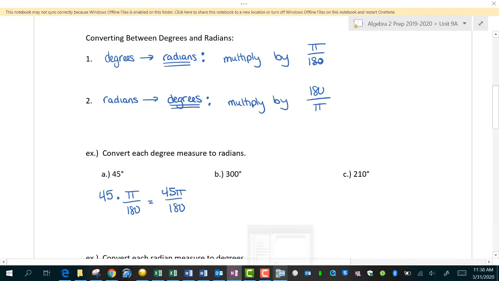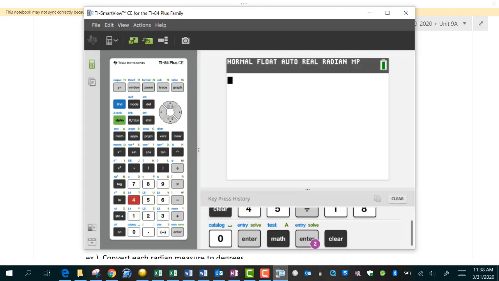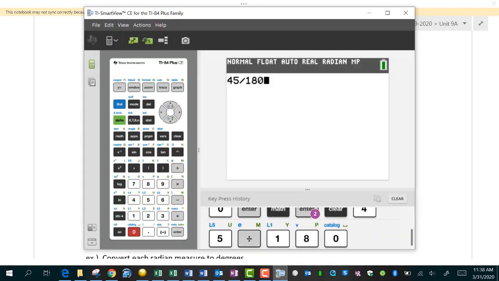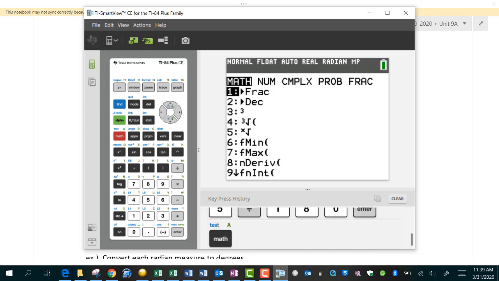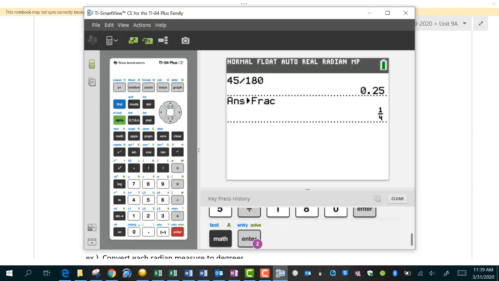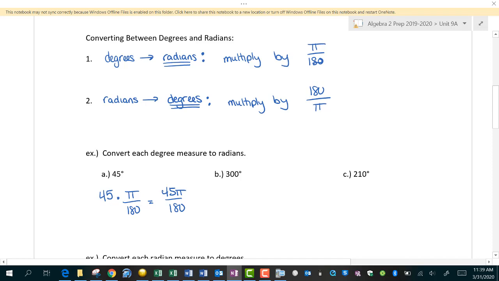Okay, so now that I have my calculator, I'm going to do 45 divided by 180, enter. You'll notice I get a decimal. I want this in fraction form, so I'm just going to go to math, frac, enter, 1/4. So my final answer would be pi over 4.